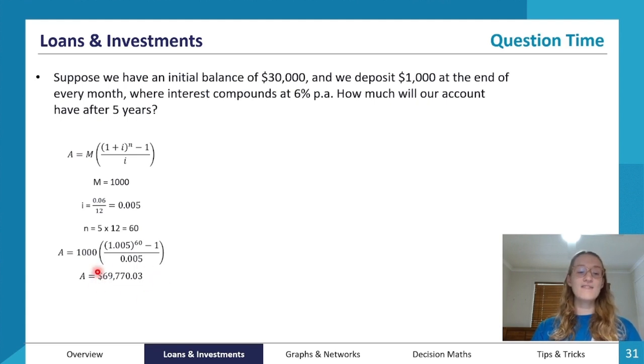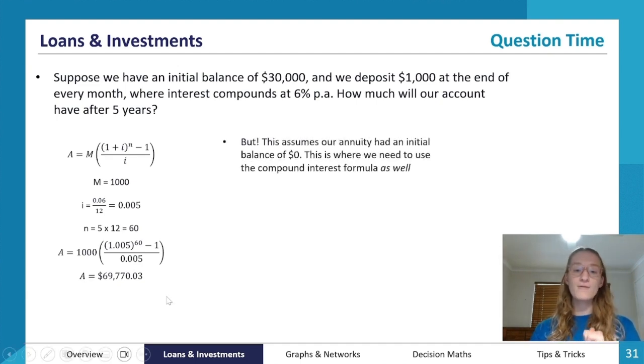And then the $9,770.03 is the interest that they would have earned from that. But off the back of what I said earlier, this would assume that there was no money in the annuity to begin with, but that's not true. So this is why we need to use the compound interest formula as well.